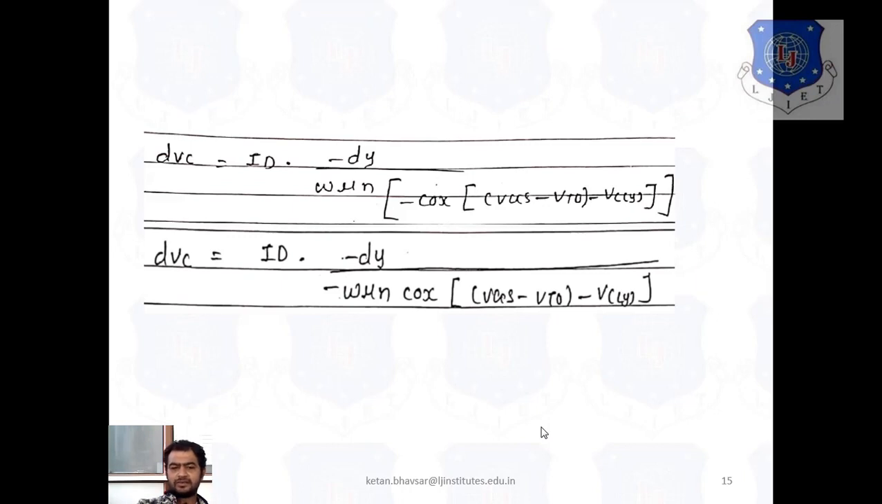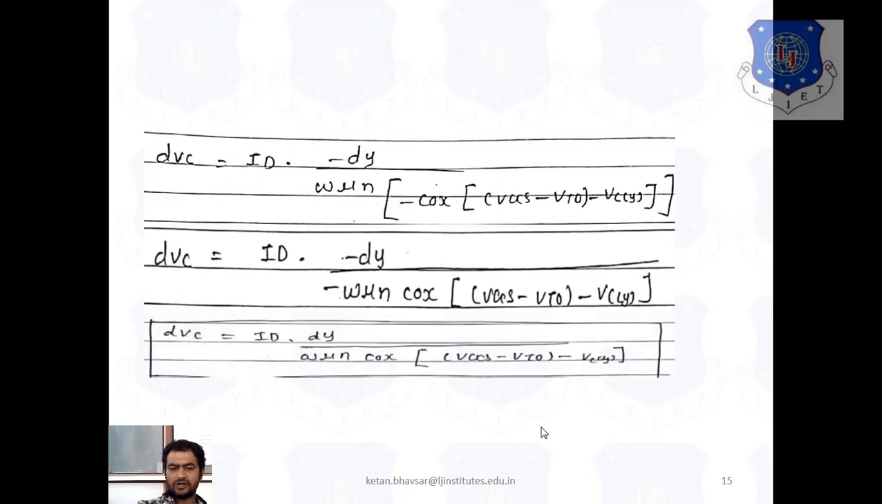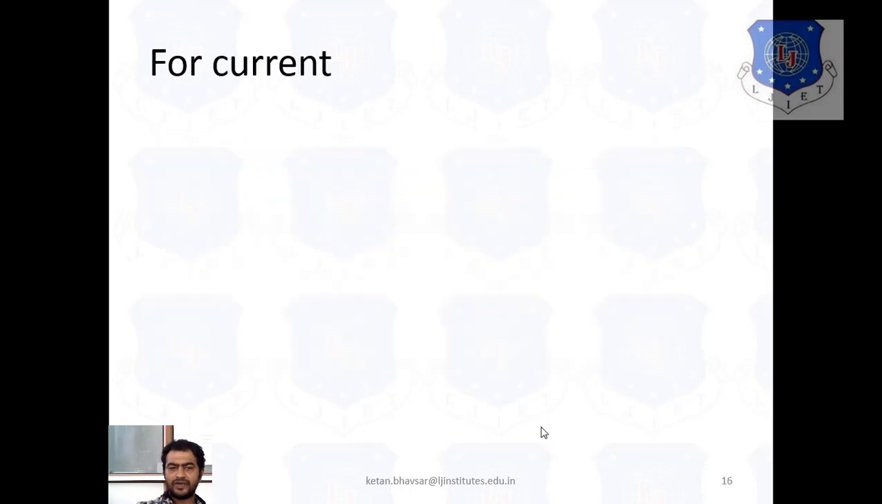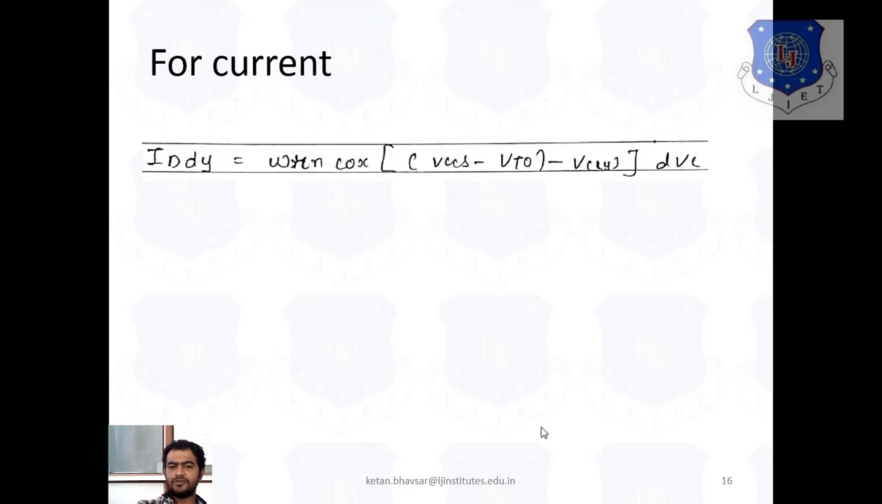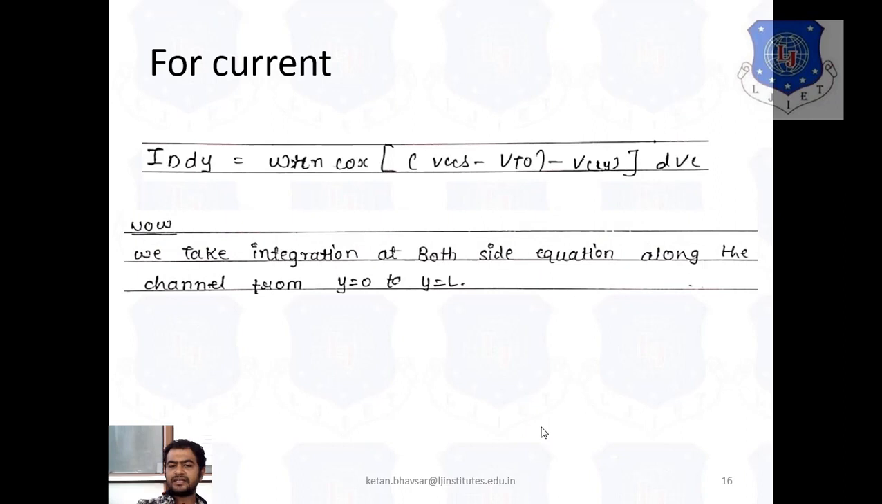We take the minus outside, so minus dy over minus W mu N Cox (VGS minus VTO minus Vc of y). So dVc is equal to ID times dy divided by W mu N Cox into VGS minus VTO minus Vc of y, as the minus signs cancel out. The channel is established from y equal to 0 to y equal to L. So we get ID dy equal to W mu N Cox into VGS minus VTO minus Vc of y dVc. As I already told you, the channel ranges from y equal to 0 to y equal to L.